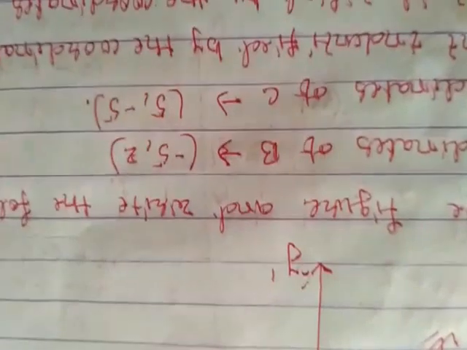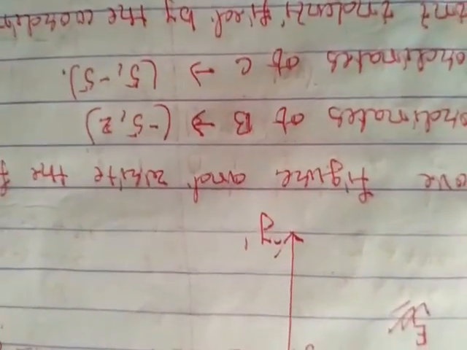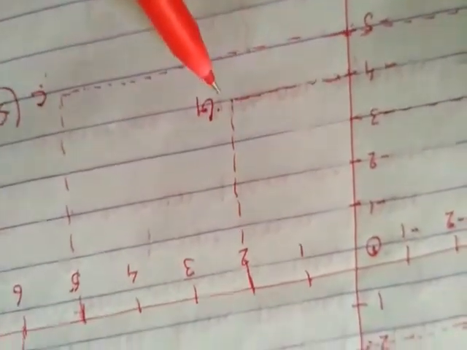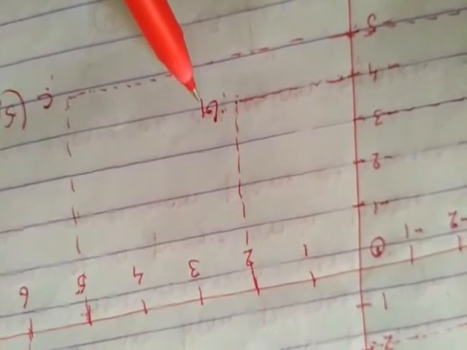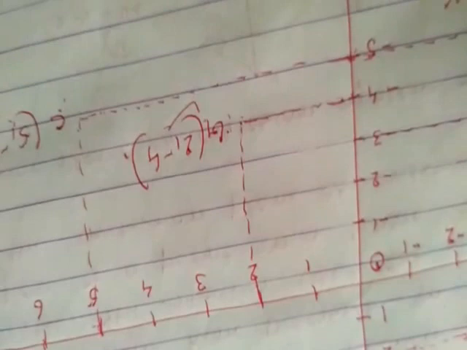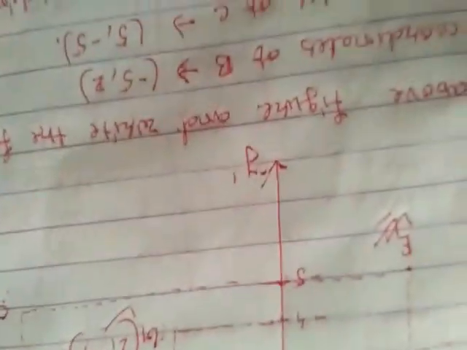Thereafter, the next question is: the point identified by the coordinates 2, minus 4. It means which point is identifying 2, minus 4. So here is 2 and minus 4 is this. It means that point G is representing the coordinate 2, minus 4. So G is the required point.